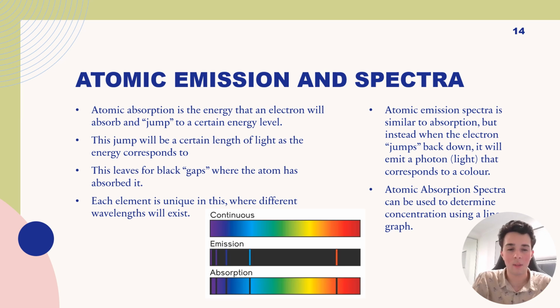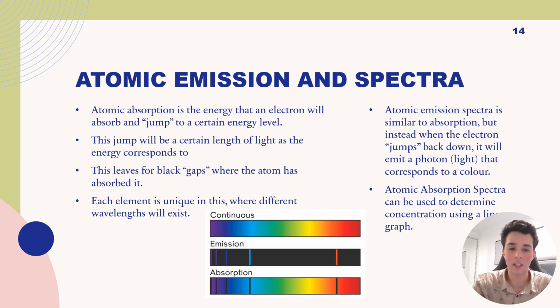And every element is unique in this. You know how we were talking about the electron configuration and the electron orbitals before? That means it'll be unique for where the atomic absorption happens. For hydrogen, I know it happens one in the infrared zone, one in the green zone, one in the blue zone, and one in the dark pink zone, the ultraviolet. But fluorine would be different to hydrogen, and they're all different to each other.